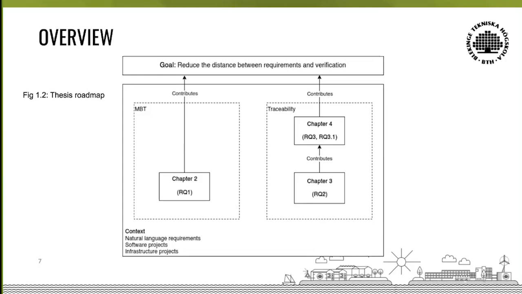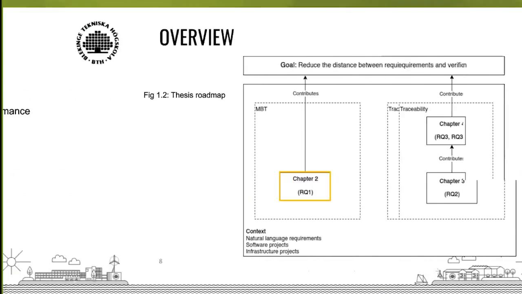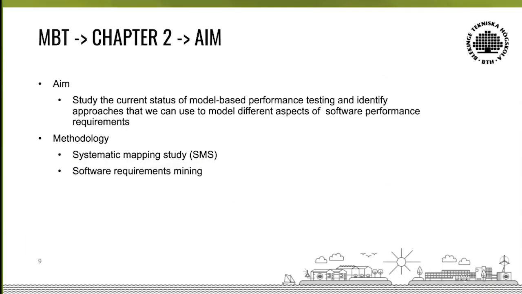The context of our research is that we are investigating natural language requirements, software projects and infrastructure projects. Let's start with chapter 2. The aim of the study is to study the current status of model-based performance testing and identify approaches that can be used to model performance requirements and verify the software performance. And as we said, we have identified the research gap in this area.